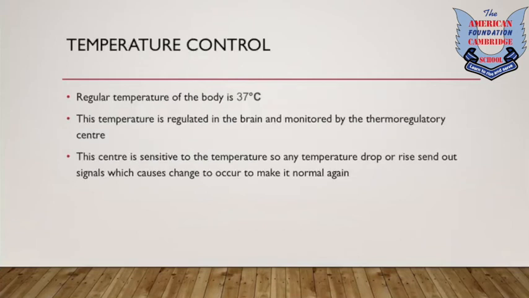Alright, so temperature control. The regular temperature of the body is 37 degrees Celsius. This temperature is regulated in the brain and monitored by the thermoregulatory center. This center is sensitive to temperature, so any temperature drop or rise sends out a signal which causes a change to occur to make it normal again. Just the exact same thing which happened in homeostasis, where we studied the regulation of glucose, and then temperature and water potential. So how is that all controlled?